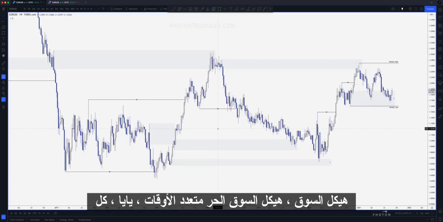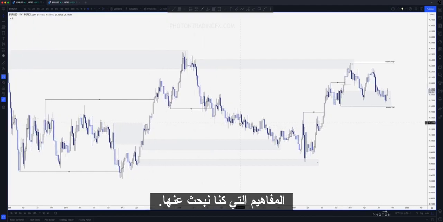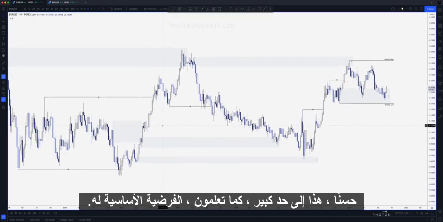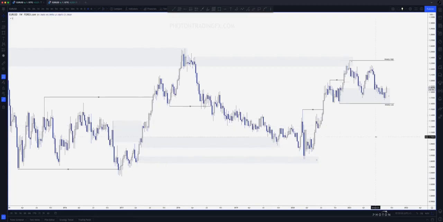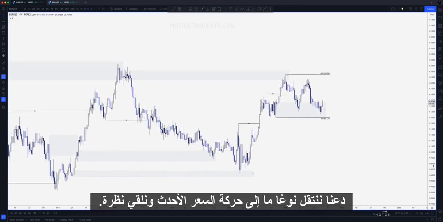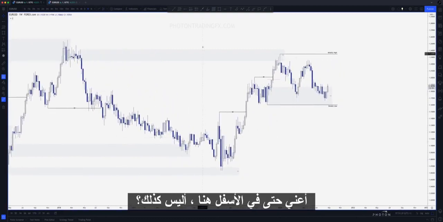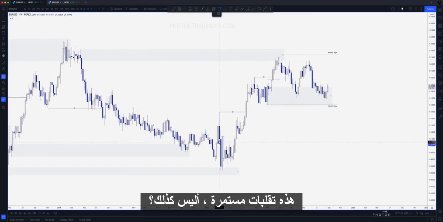Market structure, multi-time frame market structure, all the concepts that we have been looking at. So yeah, that's pretty much just the basic premise of it. Let's go to the more recent price action and have a look. Even down here, there are flips going on constantly, right?